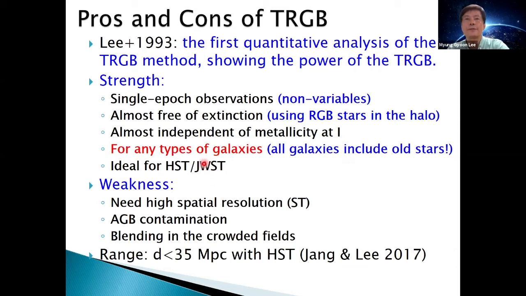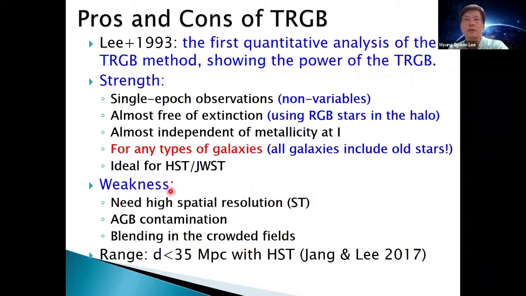TRGB is seen in any type of galaxy, from spiral galaxies and irregular galaxies to elliptical galaxies. Because now we know that all galaxies include old stars, although they may have some young stars as well. So this one is ideal for HST and also for the coming James Webb Space Telescope.